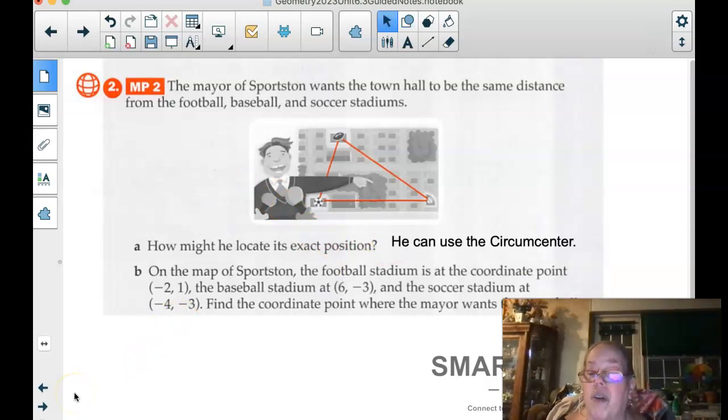So he can use the circumcenter, and we could draw it with the compass, but we're not going to. And we could put this on a graph, and we could figure it out, but we're not going to. Okay? The perpendicular bisectors are going to be equally distant from each vertex. Notice each of these places, the soccer stadium, the baseball field, and the football field, are at a vertex. Okay, because they're connecting them all to each other.